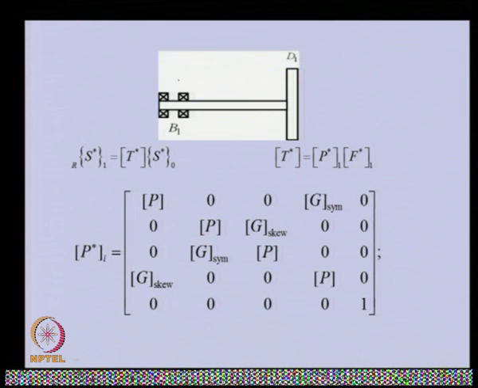Now, because we have only two stations 0 and 1, we can write the state vector relation like this, where T is the overall transfer matrix, which is the multiplication of the field matrix and the point matrix. The field matrix will not change, as we have explained in the previous lectures. It will remain the same, only in the point matrix, as we have discussed today, some of the components will change. Now, this point matrix is given like this, where G symmetric and G skew matrices will be defined.